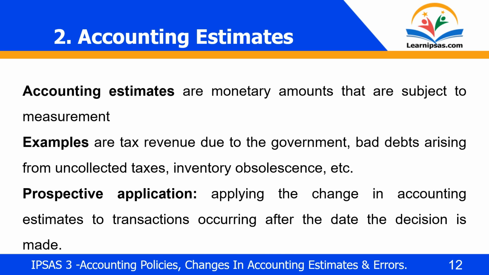Examples are tax revenue due to the government. Those are estimates until received. Bad debts arising from uncollected taxes. Inventory obsolescence, debt provisions, and more. Prospective application applies the change in accounting estimates to transactions occurring after the date the decision is made. So most of the time, estimates you apply prospectively.